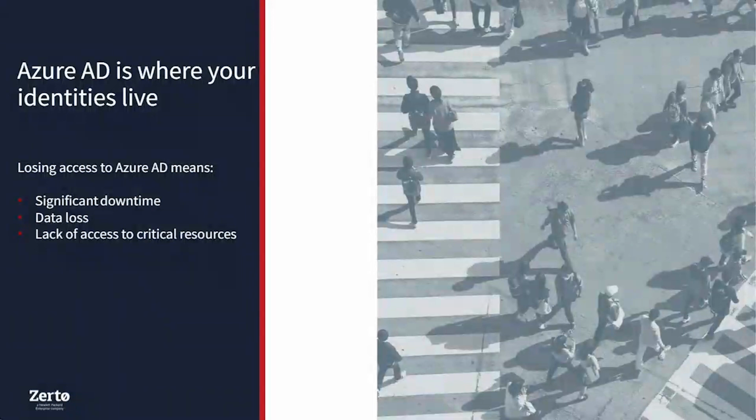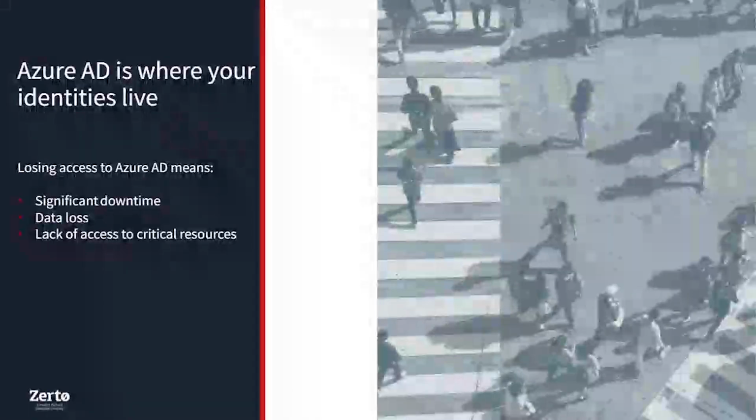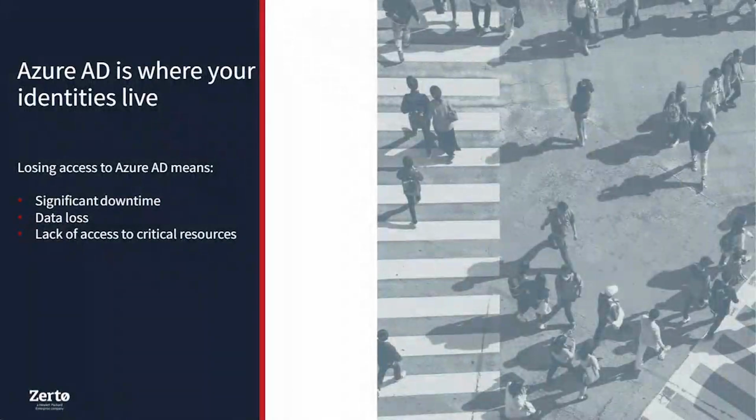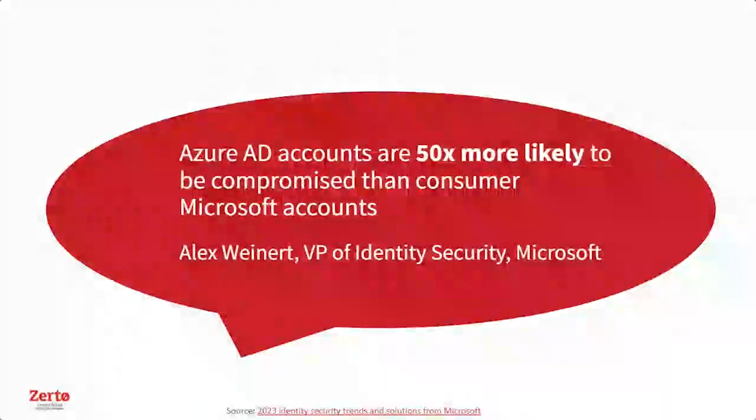These are the credentials that people like you and I and every other employee of an organization have in order to access the network, in order to get access to the data itself. And what happens if that identity is compromised? What if it's not recoverable? What's the plan? Even Microsoft talks about how important Azure AD is. It's 50 times more likely to be compromised than consumer accounts.